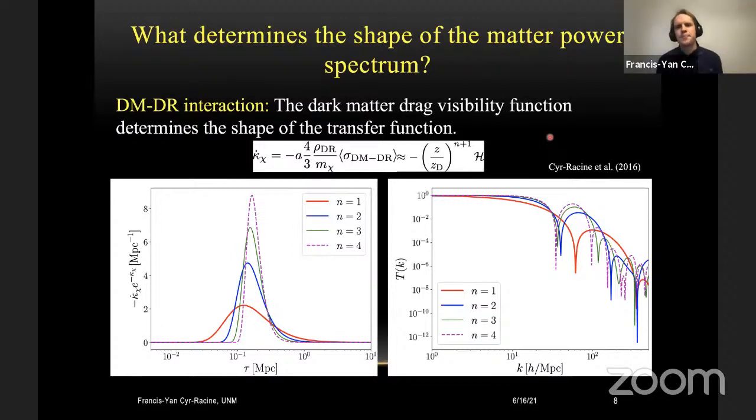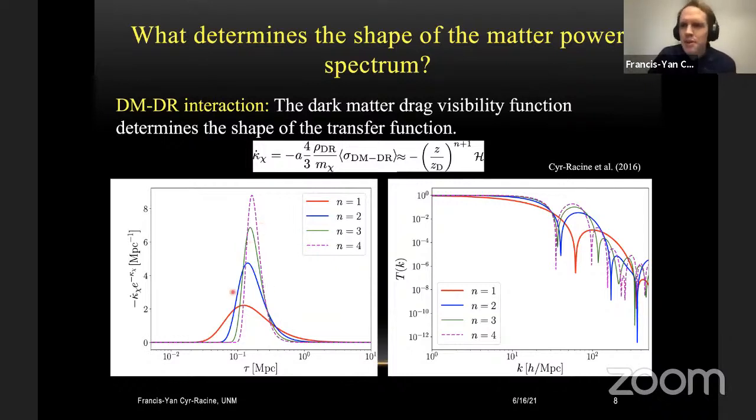Now the question, of course, that you might have is what determines the shape of these oscillations, or the shape of the matter power spectrum. It's basically very similar to what gives rise to the structure of the cosmic microwave background, which, as cosmologists, we're quite familiar with. And really the quantity that matters here for determining the shape of this matter power spectrum is what we call the dark matter drag visibility function. A visibility function is basically a probability distribution for when dark matter last scattered off this dark radiation, dark photon, or whatever you have.